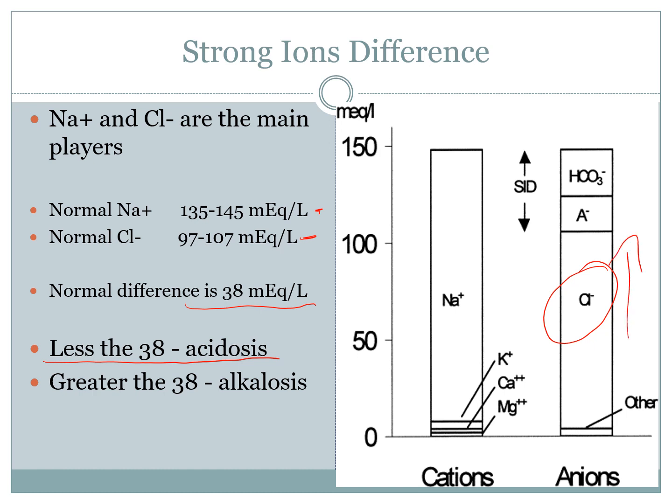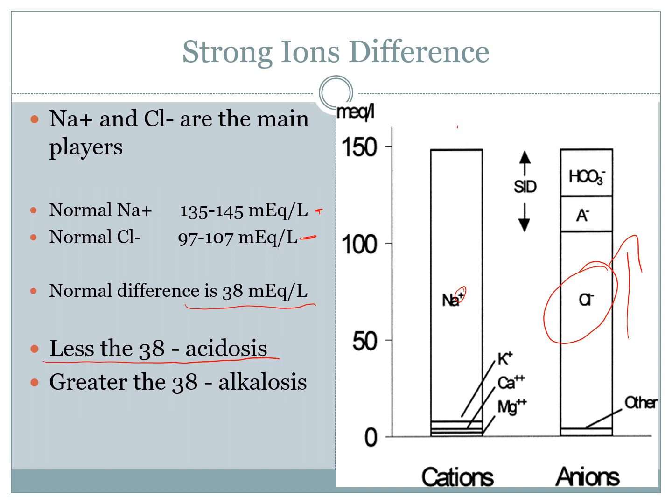When you have a larger amount of anions, the body needs to respond by donating cations. Now the cation that is readily available is hydrogen. So hydrogen will be added in order to maintain that neutrality and in turn cause a metabolic acidosis.